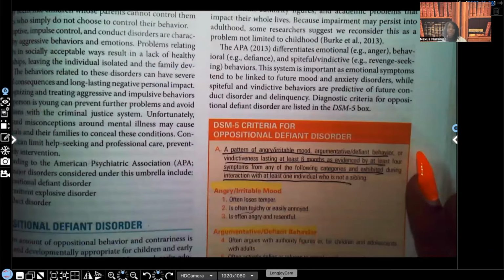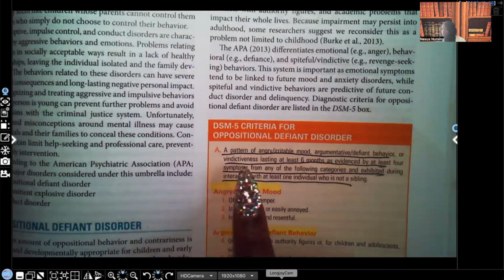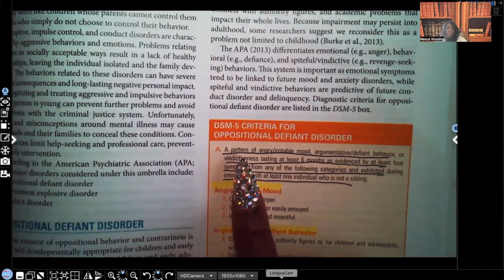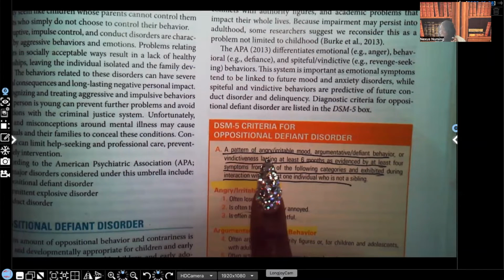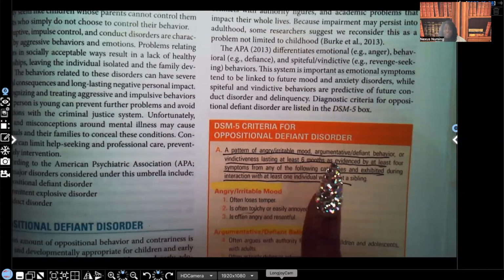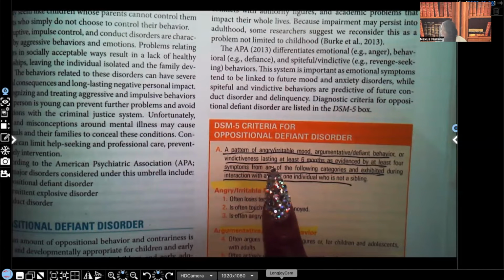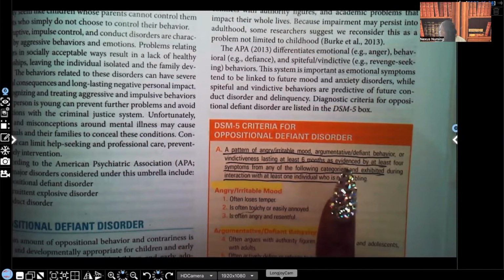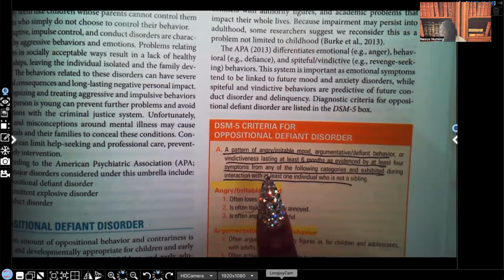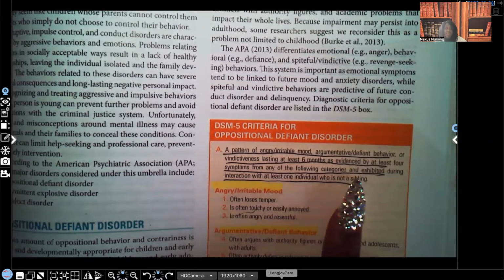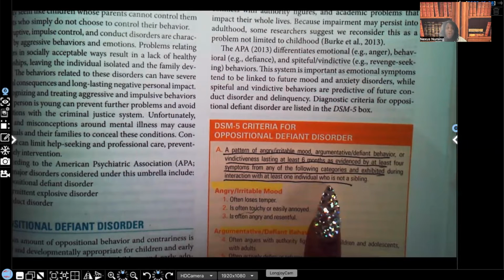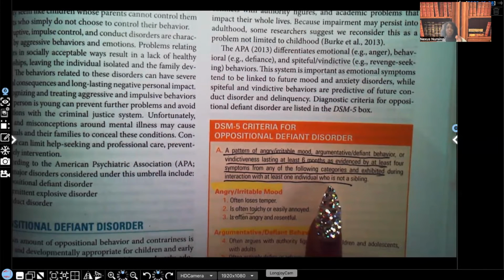Look at the DSM-5 criteria for being diagnosed. A pattern, so this has to be something that we're seeing consistently, right? A pattern of angry or irritable mood, argumentative, defiant behavior, or vindictiveness, trying to get revenge or payback for something they perceived as a wrong against them, right? Lasting at least 6 months, as evidenced by at least 4 symptoms from any of the following categories, and exhibited during interaction with at least one individual who's not a sibling, because we know siblings fight, right? So with one individual that is not a sibling.